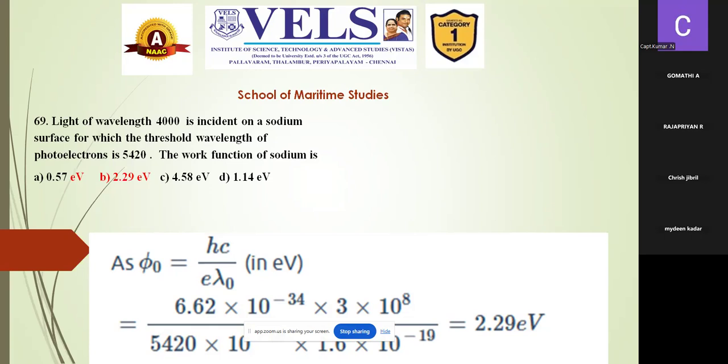The Planck's constant value is 6.62 into 10 power minus 34, into c, the speed of light, 3 into 10 power 8, divided by the wavelength 5420 into 10 power minus 10. Then the value of e is 1.6 into 10 power minus 19. So the work function of sodium is 2.29 electron volt.